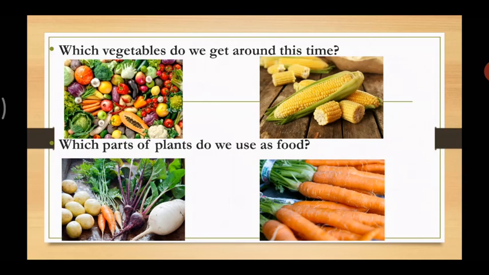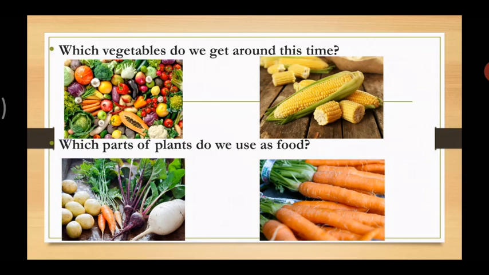Like in seeds, we eat peas, groundnuts, mustard. In roots, we eat beetroot, radish, carrot. In stems, we eat ginger, potato. They are the stems of the plants. And in leaves, we eat all different leafy vegetables like spinach, cabbage. In flowers, we eat cauliflower and different other flowers in the form of fruits and vegetables.